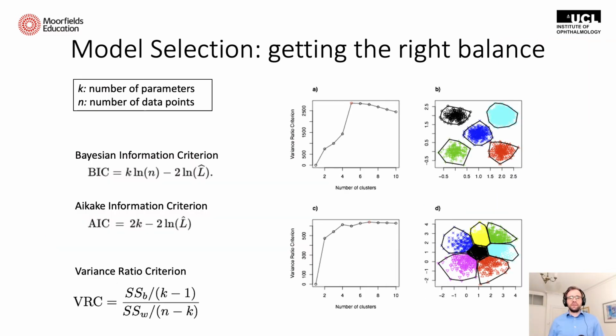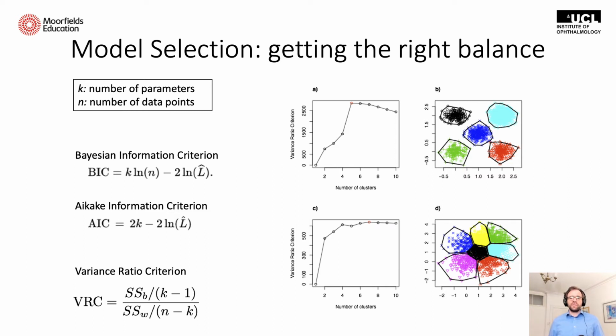So how do you get this balance between model complexity and model performance? If we define k to be the number of parameters in the model and n the number of data points, the first thing to bear in mind is that k, the number of parameters, must be smaller than n, the number of data points, because if it's the same, then you've overfitted. But how much smaller does it have to be? Well, there are several criteria you can apply. Here are a few of them: Bayesian, Akaike, and variance ratio are 3 examples.